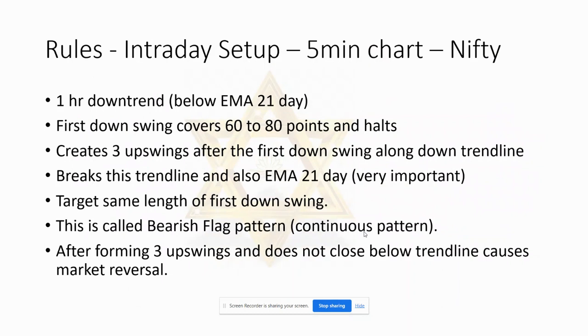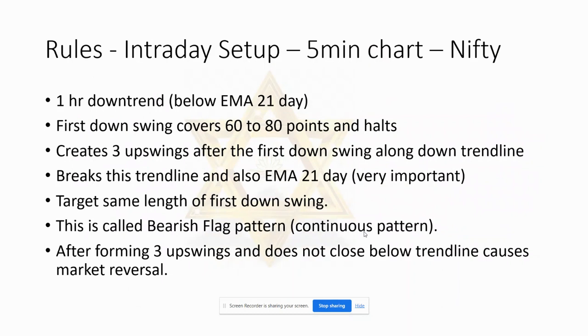So after the first downswing covering this many points and the market halting there, leave it for some more time. Basically, allow it to create three upswings. I'll show you the chart later. So it creates three upswings after the first downswing, and we have to wait at least 1 hour, 2 hours, so that the market makes these three upswings on a trend line. Basically, it travels on the trend line, and at the end of the three swings, it breaks this trend line. It also breaks the EMA 21.